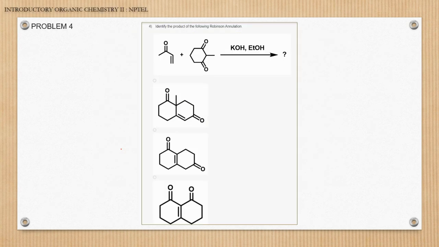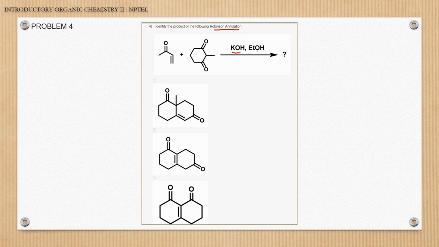Moving forward to problem number 4. In problem number 4, you have to identify the product of the following Robinson annulation. They are saying that it is a Robinson annulation, so now you have to predict the product. They have treated this alpha beta unsaturated ketone with this 1,3 dione in the presence of KOH, that is a base, with ethanol as a solvent.